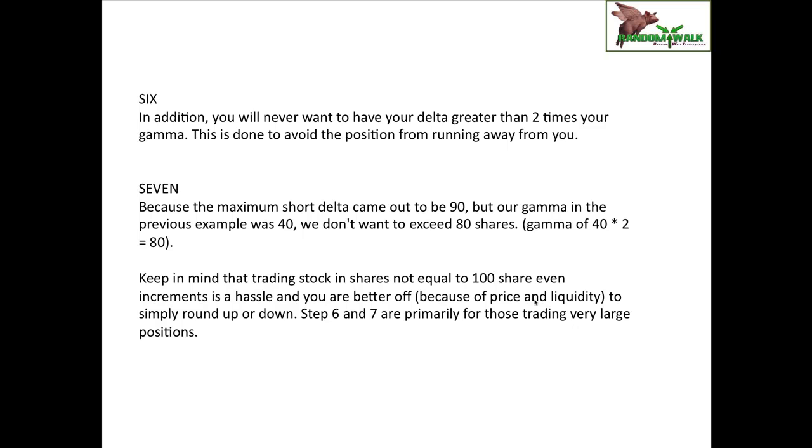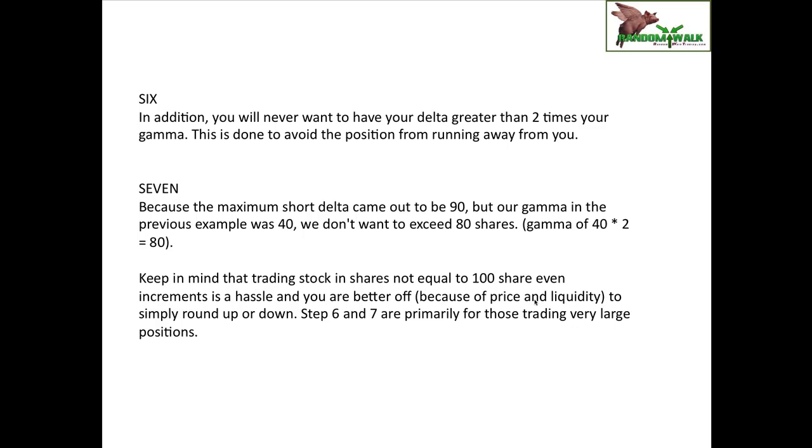People like to deal in what's called a round lot, so selling 100 shares instead of 90 is not going to kill you. In addition, you never want to have your delta be greater than 2 times your gamma, in order to avoid the position running away from you. You want to keep these things fairly delta neutral. Remember, you're starting fairly delta neutral, and you want to maintain this position fairly delta neutral.